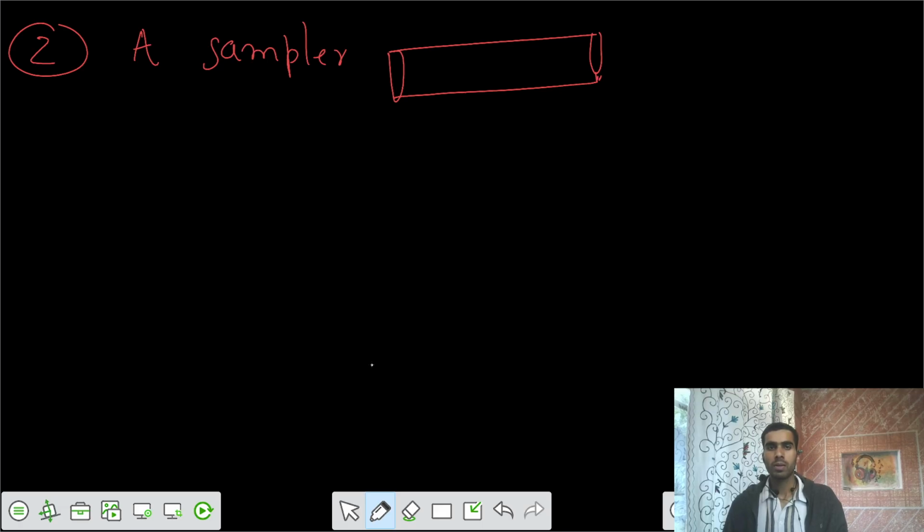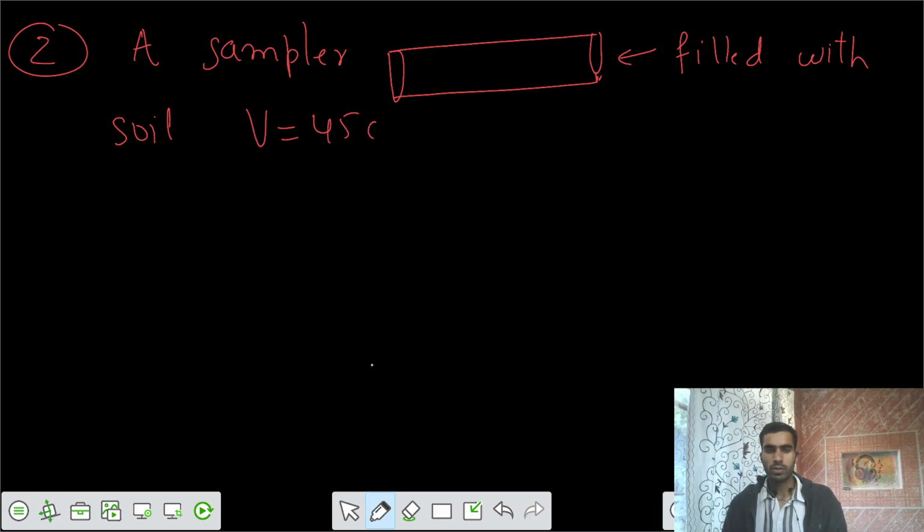So this is your sampler, and it is filled with soil. How much soil have we filled? The volume of the soil is 45 centimeter cube. So the soil is filled inside that sampler.